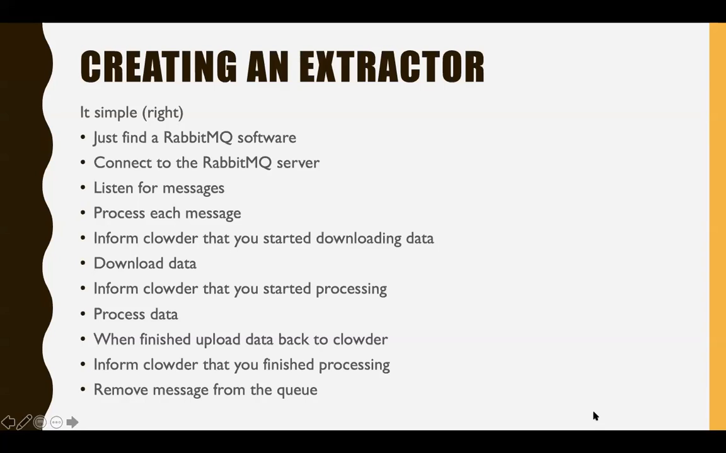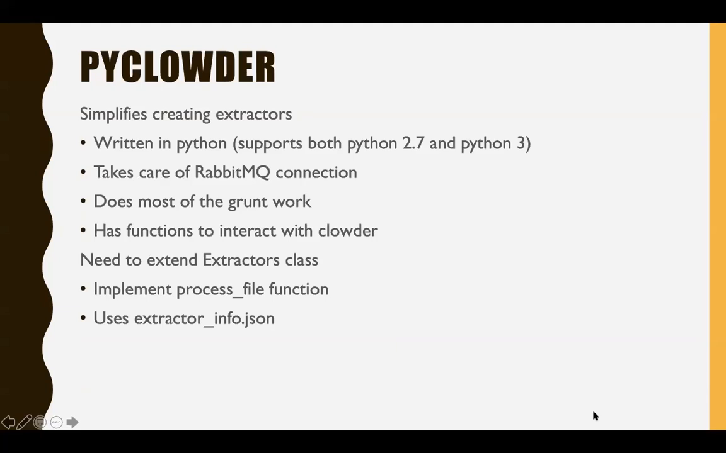So the first step that we did is we created PyClowder. It simplifies creating the extractors. It's written in Python. It actually supports both Python 2.7 and 3. It will basically, for you, create the connection to RabbitMQ, and does most of the grunt work that I listed in that previous slide. It has functions to interact with Clowder, so instead of you actually having to call Clowder manually, using whatever library you want to use for that, you just call a function, and behind the scenes, that function will actually connect to Clowder and do this.